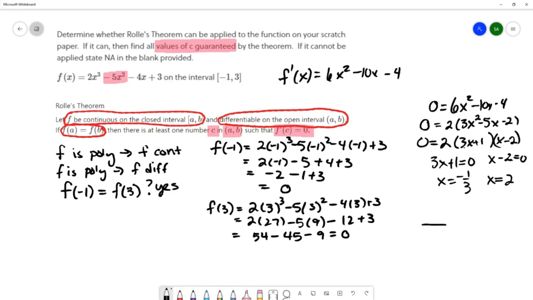So we're looking at the interval from -1 to 3, and 2 does fall in that interval, and -1/3 does fall in that interval. So these are the values of c. The theorem guarantees that there's 1 for this function. It happens to be 2 values fit the theorem. So c is -1/3 and c is 2.